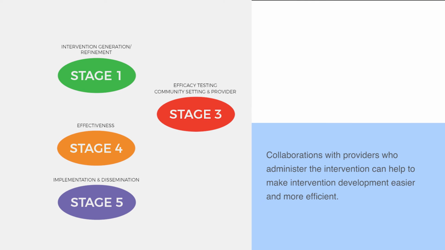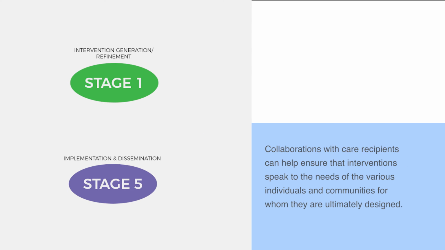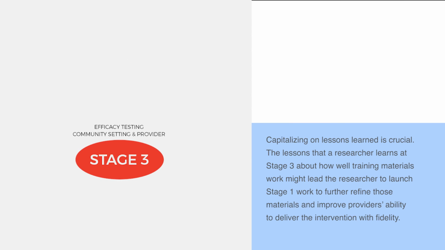Collaborations with providers who administer the intervention can help to make intervention development easier and more efficient. Collaborations with care recipients can help ensure that interventions speak to the needs of the various individuals and communities for whom they are ultimately designed. Capitalizing on lessons learned is crucial. The lessons that a researcher learns at Stage 3 about how well training materials work might lead the researcher to launch Stage 1 work to further refine those materials and improve providers' ability to deliver the intervention with fidelity.